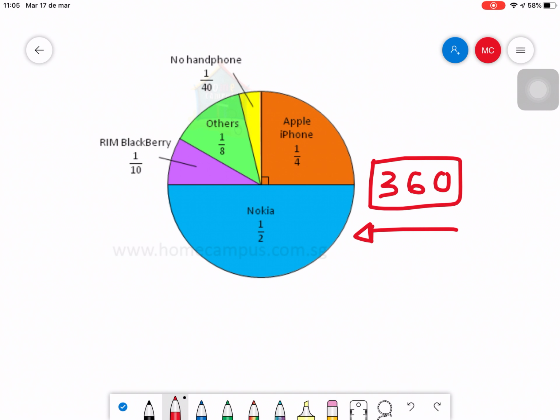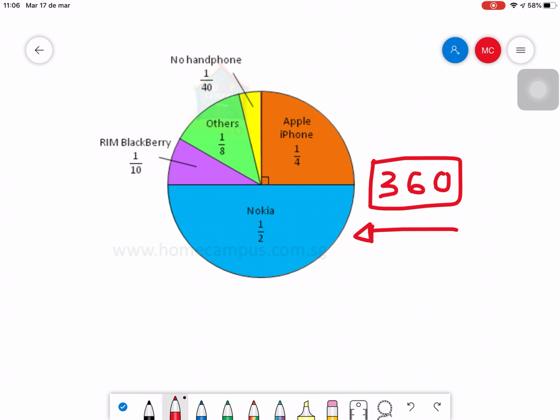Hi again, guys. This is the other type of graph, which is the same circle graph, but now with fractions, okay? Imagine this is a really old interview. 360 people were surveyed about the brand of their cell phone. One half of the people said Nokia, 1/4 said iPhone, 1/10 said BlackBerry, 1/8 said another brand, and 1/40 said they don't have a cell phone or a handphone, okay?